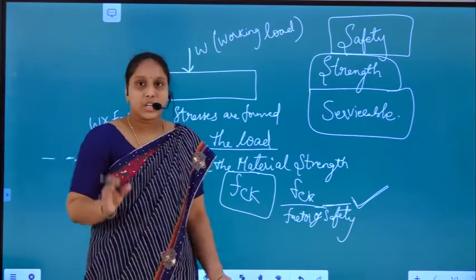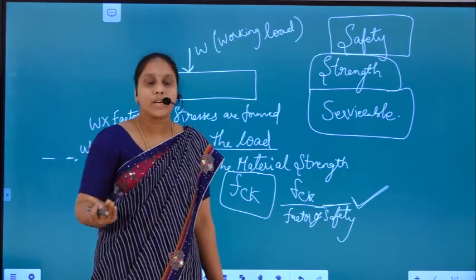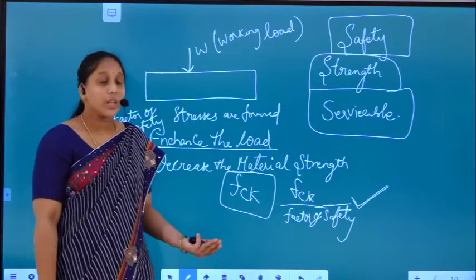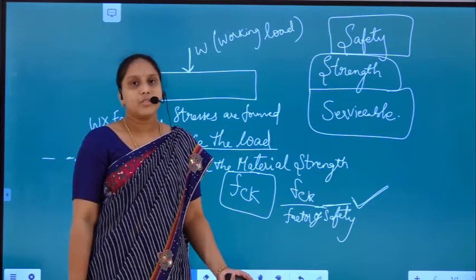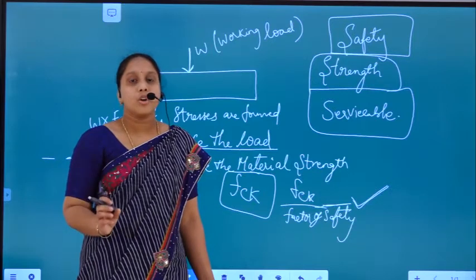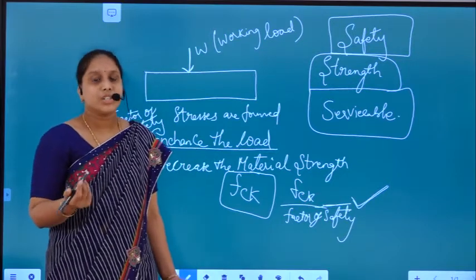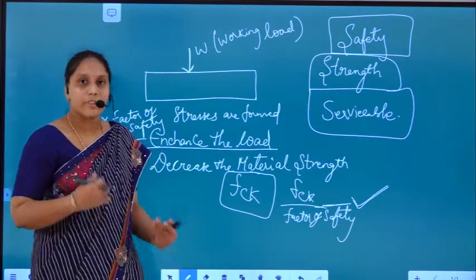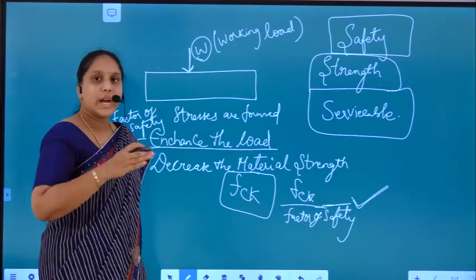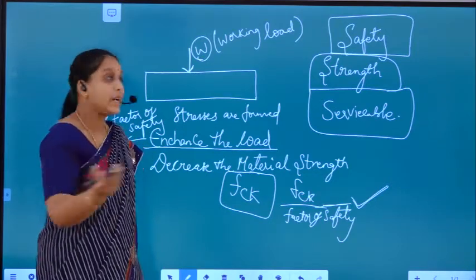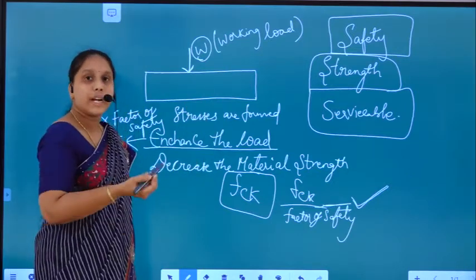So that the structure can be safe even in cases when overloading acts on the structure. For suppose, throughout the service life of the structure, in some cases, if the load acting on the structure exceeds the service load, then what happens? The structure might start collapsing, isn't it? If I design for the working load, and in some cases, throughout the entire life of the structure, the load exceeds this particular working load, then this structural member cannot resist and it will fail.